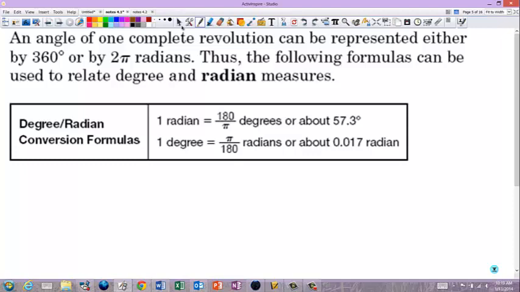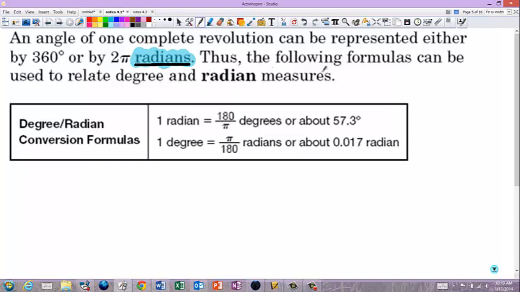And we're going to define something new. An angle of one complete revolution can be represented either by 360 degrees or by 2 pi radians. This is a new unit of measure. Think about how we measure things in feet, but Europeans measure things in centimeters, or pounds and kilograms, or miles and kilometers. This is just a different unit of measure. It's another way to measure an angle.